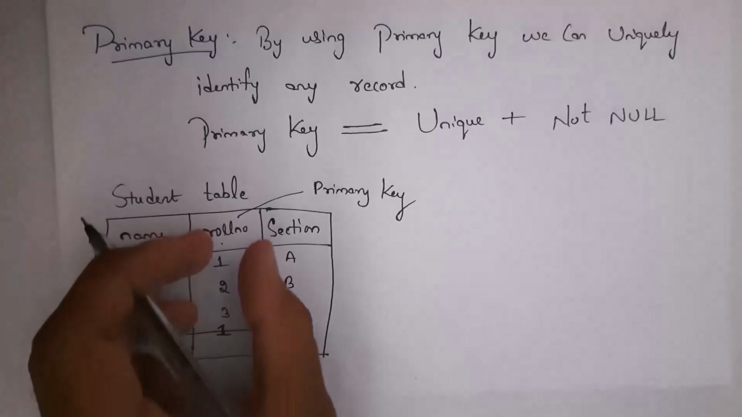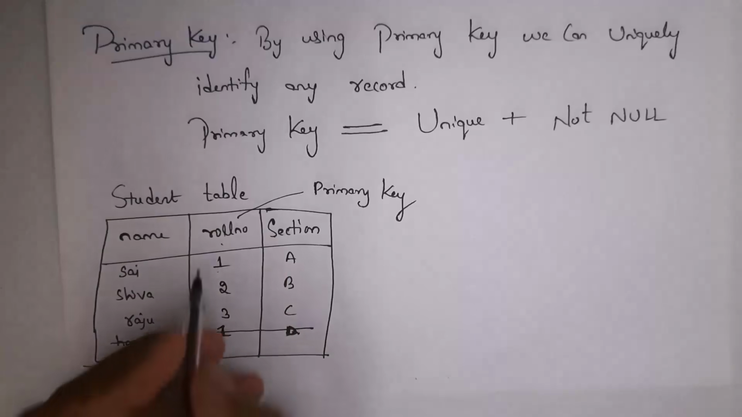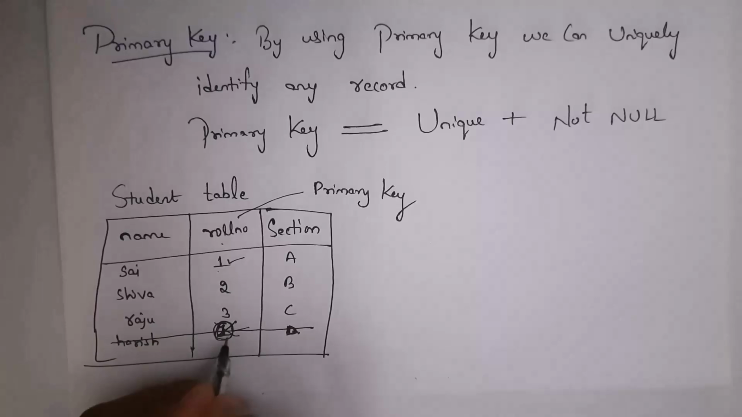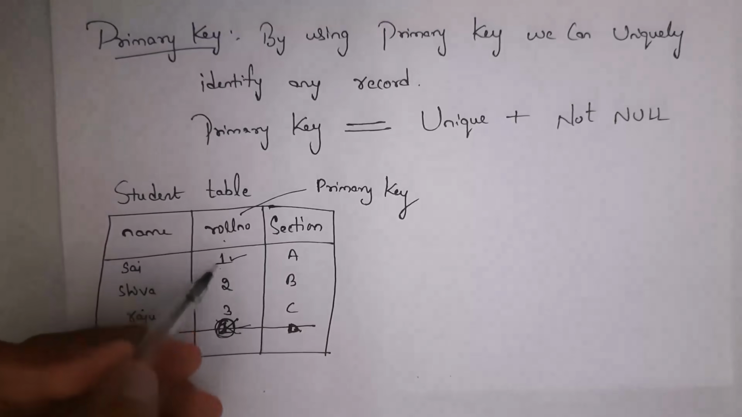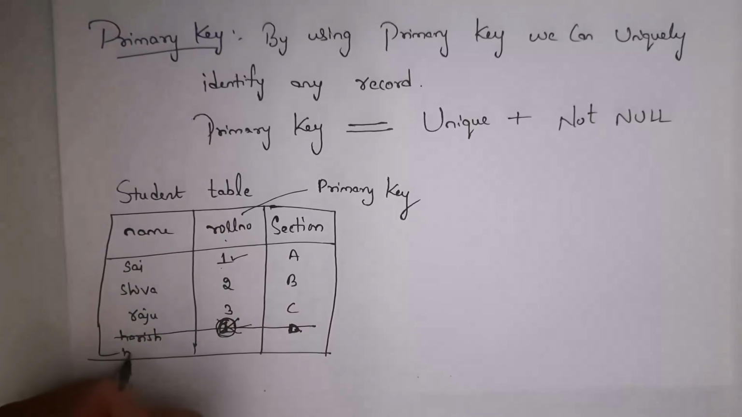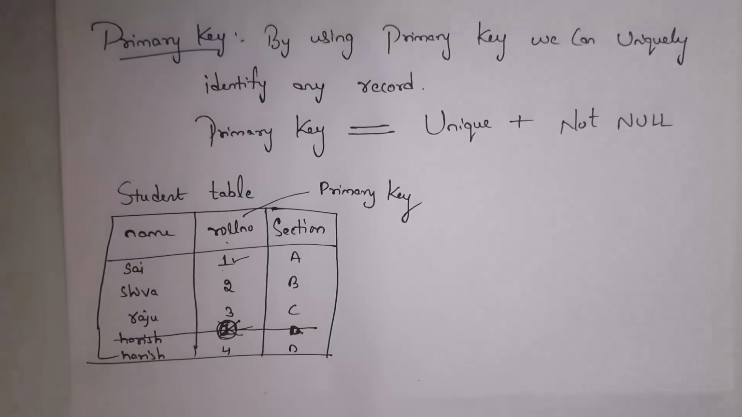Already for Sai there is roll number 1. Again I wrote Harish and roll number 1. So this record is not accepted because I gave primary key for this roll number column. So this column must contain only unique values. It will not accept duplicate values. So here there is 1 and here also there is 1. So this 1 is a duplicate value. Already I gave roll numbers 1, 2 and 3, so next time I cannot use these roll numbers. Each and every value must be unique. For example, if I write Harish, roll number 4 and section D, it is accepted because here all are unique values. There is no duplicate value.